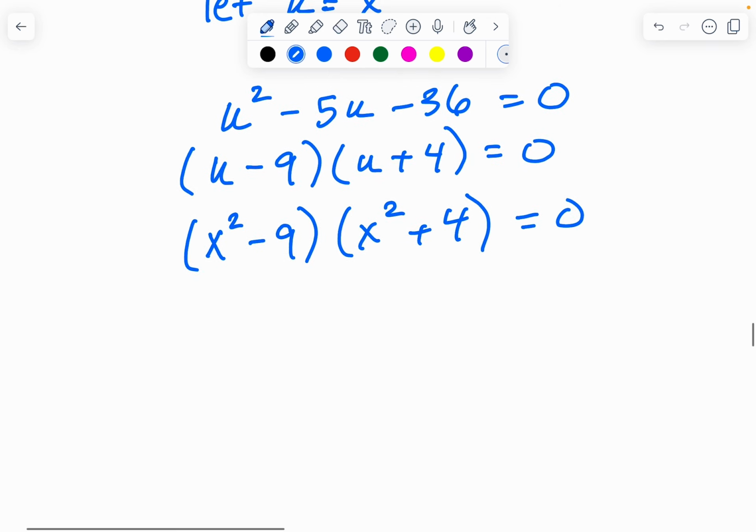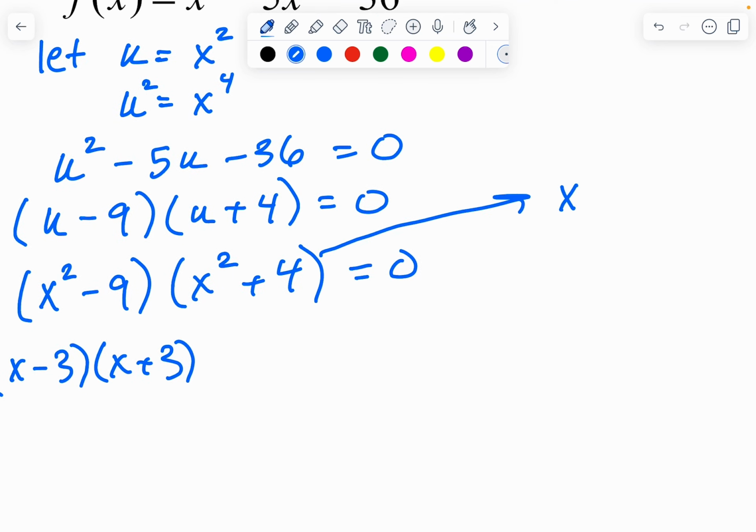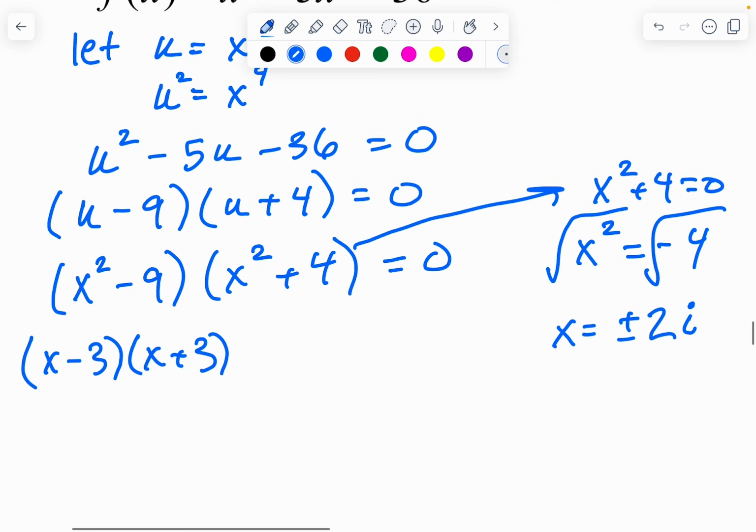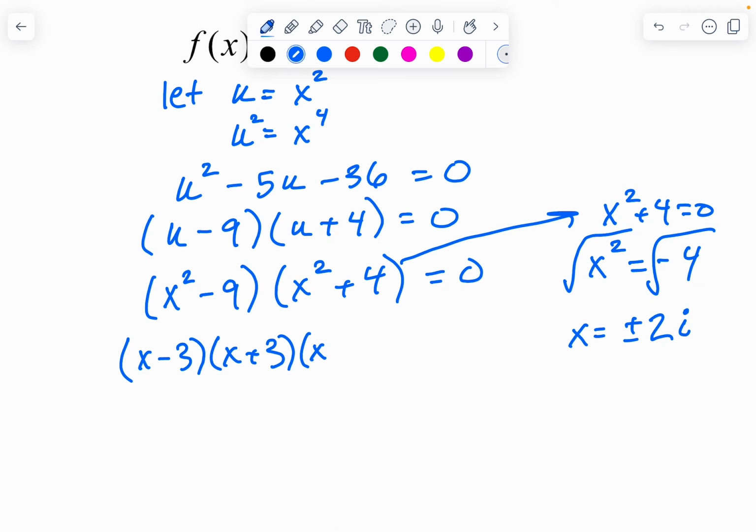And this one I might recognize as the difference of squares, so this becomes x minus 3 times x plus 3. This one, however, we have kind of looked at. x squared plus 4 equals 0. I have to subtract 4. And now I'd go square root, plus minus, and I get x is equal to plus or minus the square root of 4, which is 2, and the square root of negative 1 is i. And so I could factor this and say x minus 2i and then x plus 2i. I don't know that I care that you write out all those factors, but I do want you to tell me that the answers are plus or minus 3 and plus or minus 2i.